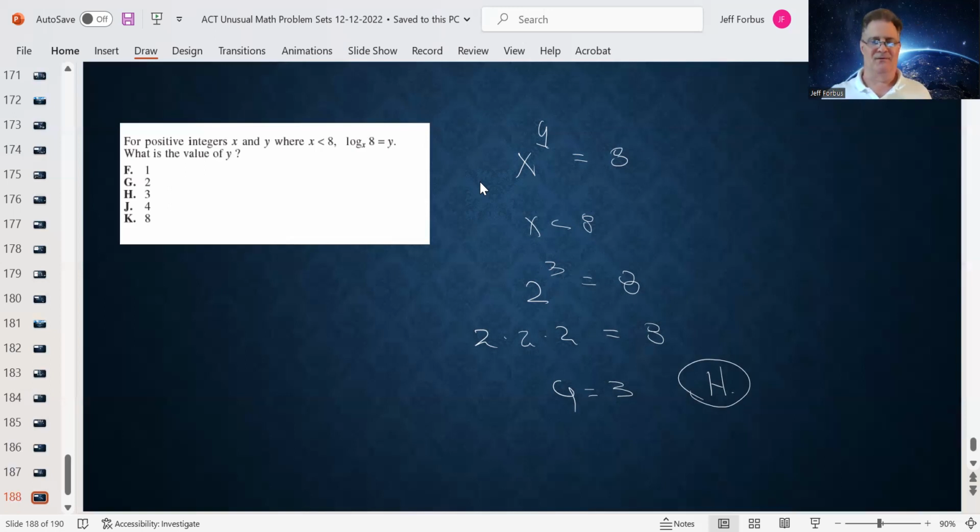Anytime you see the logs on the ACT or the SAT, just stop and think, how do I convert them to exponentials? And that'll give you something to think about and to work on instead of just freezing up. Okay, got a couple more.